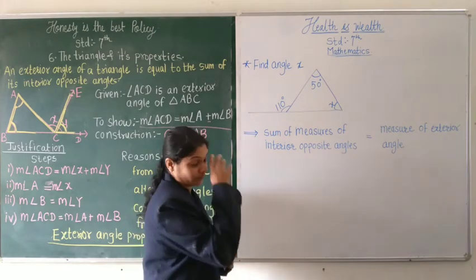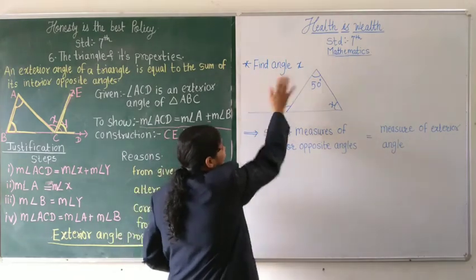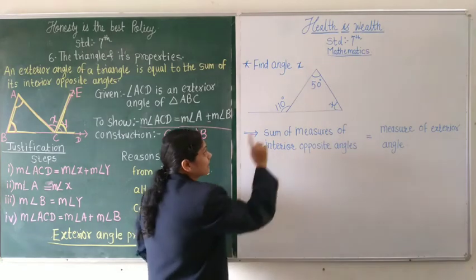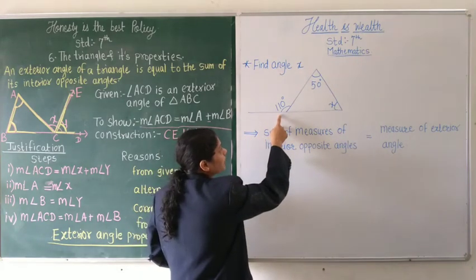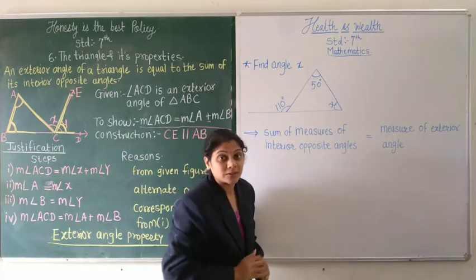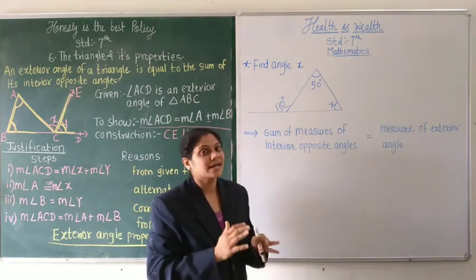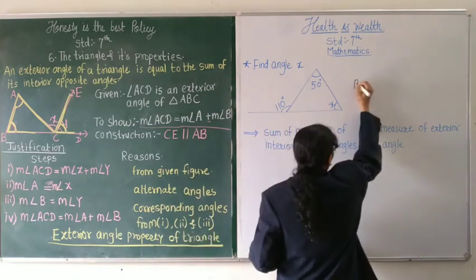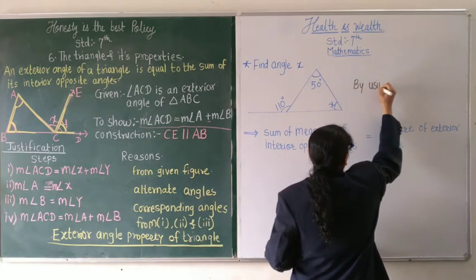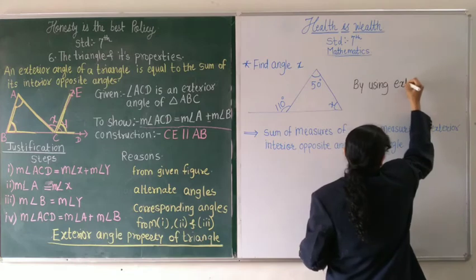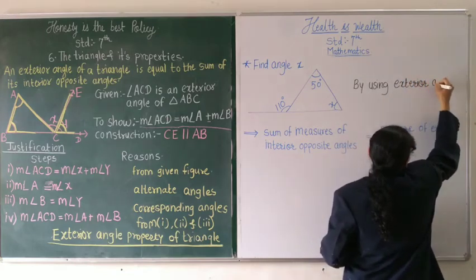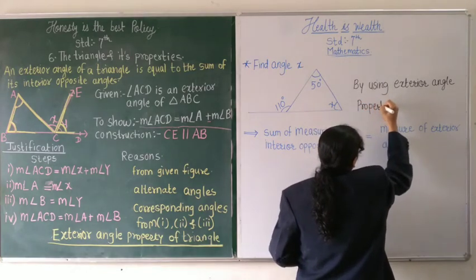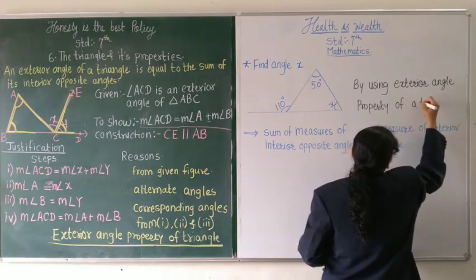Look at this question. We have to find angle x. That means we have to find out the measurement of angle x. Now you can see this triangle has an exterior angle which measures 110 degrees. So that means we have to use here the exterior angle property of a triangle. So we will write here, by using exterior angle property of a triangle.